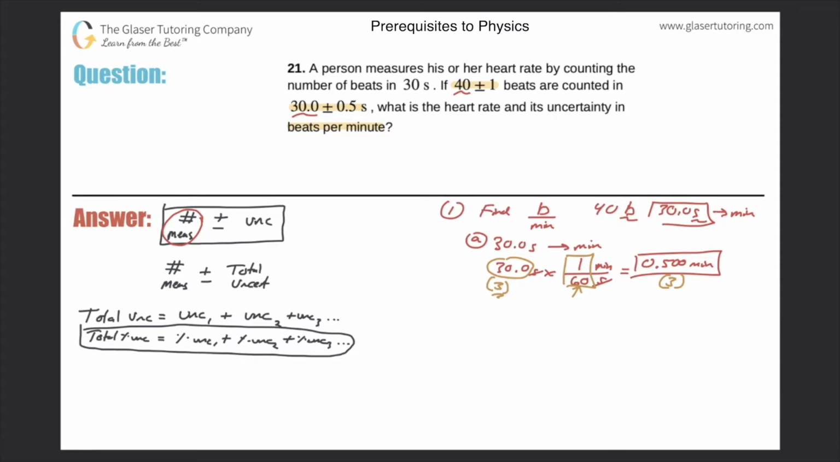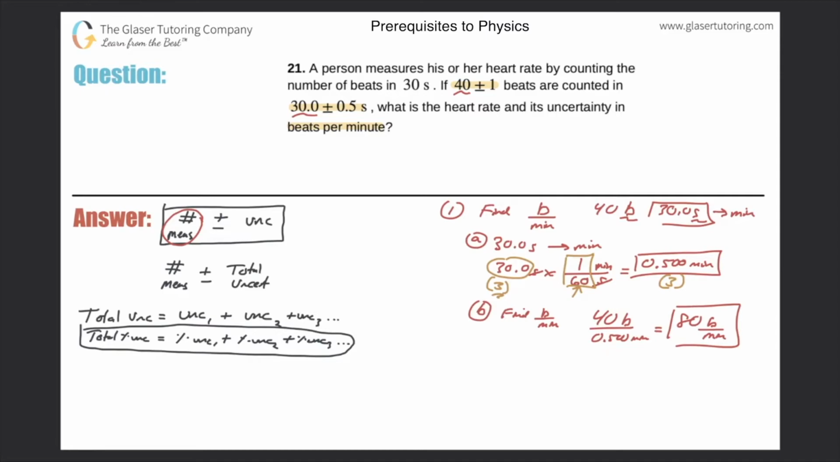Now, part B of this will be to actually find the beats per minute. Now we can finally find it. All we have to do is take the 40 beats that were measured and divide it by the 0.500 minutes. Now when we calculate this, the answer comes out to be 80 beats per minute. Now some of you might be saying, well, wait a minute, doesn't this number have only 1 sig fig? And this one down here has 3, and therefore my answer should only have 1. Well, it does. I didn't put a decimal there, so it actually does have 1.